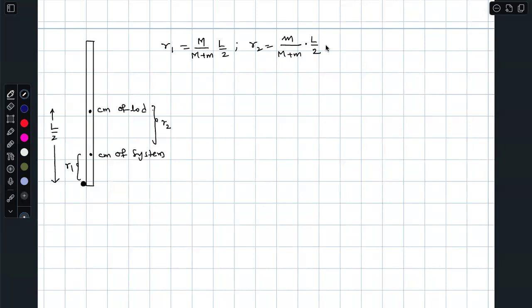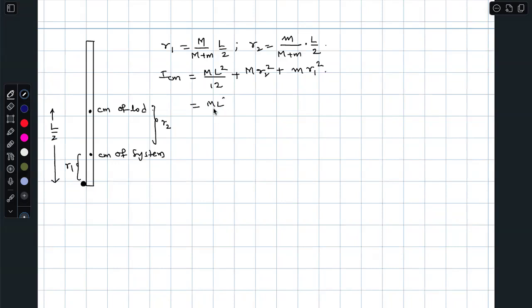L by 2. ICM is equal to ml square by 12 plus, yes, first rod about the center of mass, and a rod is at a distance m r2 square plus m r1 square. That is the expression for moment of inertia.